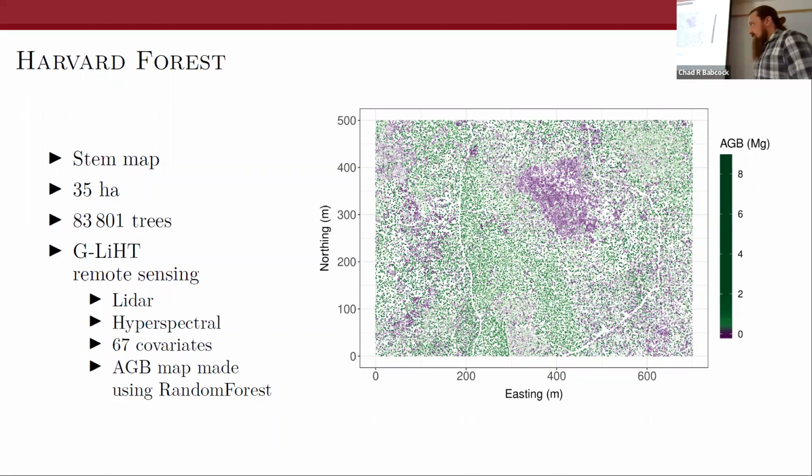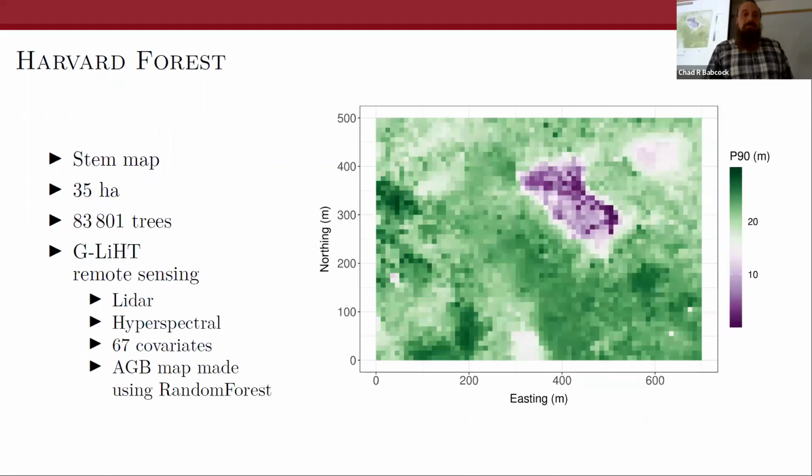Then I used a random forest algorithm to take these 67 variables and try to generate a map of above ground biomass. And we're going to assume that that's our third party biomass product that maybe was given to us. Then we see if we can figure out a way to use it to generate an estimator, and see if we can estimate biomass with a little bit more certainty than using field plots alone, which we can simulate and draw on here too.